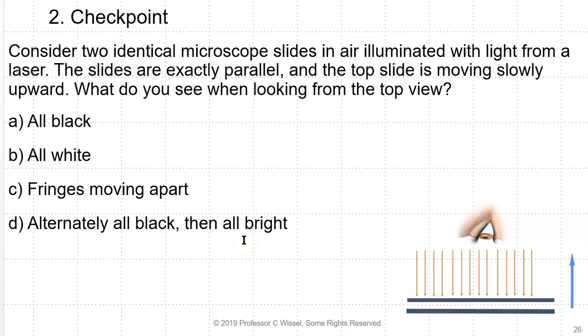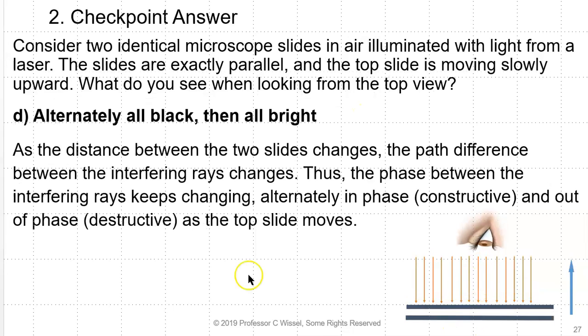Consider 2 identical microscope slides in air, illuminated with light from a laser from above. The slides are exactly parallel, and the top slide is moving slowly upward. What do you see looking down from the top view? We're going to see first black, then bright, then black, then bright, then black, then bright. As the slides move apart, the path difference between the interfering rays changes because the thickness of the film is constantly changing. Thus the phase between the interfering rays will keep changing, alternately out of phase and in phase, out of phase and in phase.